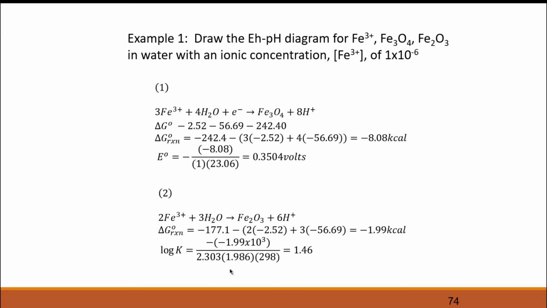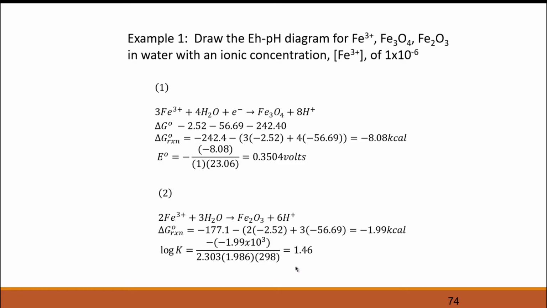Okay, so if we did this, we do negative of negative 1.99 times 10 to the 3 because it is kilocal, and our gas constant in terms of calories is 1.986 calories per mole Kelvin multiplied by 298, which is the temperature of our system, no? Then divide it again by 2.303, which is the conversion factor from ln to logarithm. Then we get this value, no? So log K is equal to 1.46. Okay, so let's stand by these two equations.